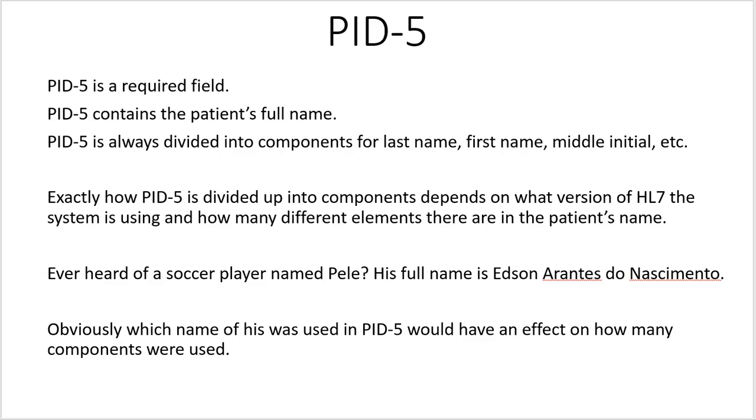Have you ever heard of a soccer player named Pele? Well, his full name is Edson Arantes do Nascimento. So does his PID5 have one element and say Pele? Or does his PID5 have a whole bunch of subcomponents where his first name is Edson, his middle name is Arantes do, and his last name is Nascimento? So obviously which name of his was used in PID5 would have an effect on how many components in PID5 there were.